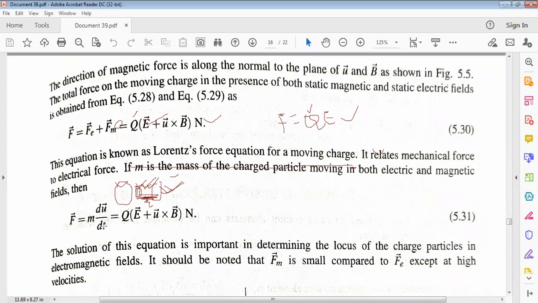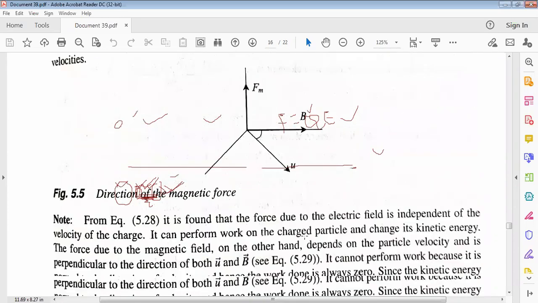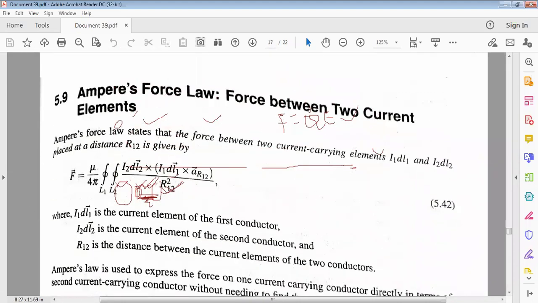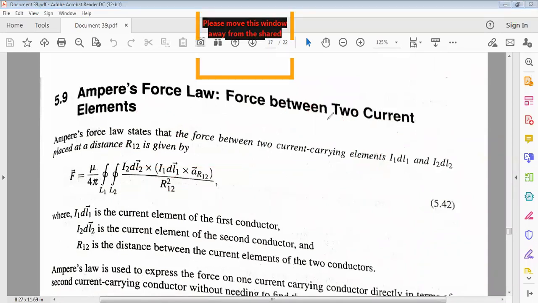It should be noted that Fm is small compared to Fe, except at high velocities. Remember that this is the Lorentz force equation, and this derivation is not required. The next concept is the Ampere force law. The Lorentz force equation is clear and simply stated.